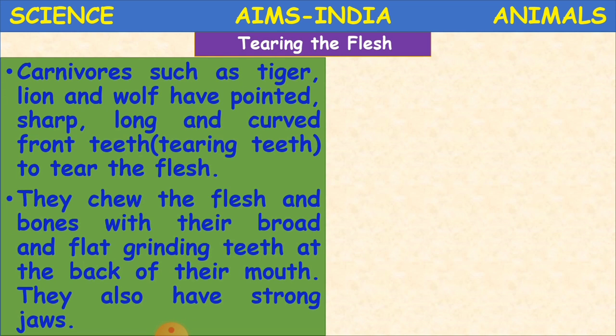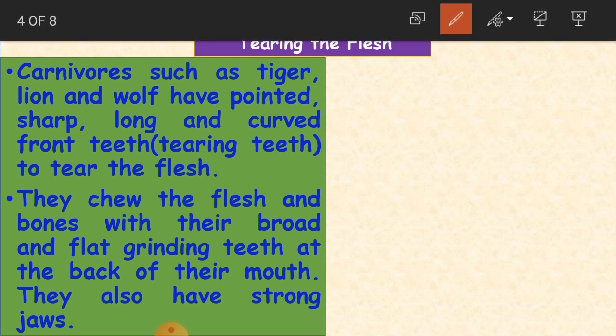Now we'll go to the other part of the eating habit, that is tearing. And now here comes the carnivores. What are carnivores, children? Which eat only animal flesh. Okay, so these are non-vegetarian animals. Now carnivores such as tiger, lion and wolf have pointed, sharp, long and curved front teeth to tear the flesh.